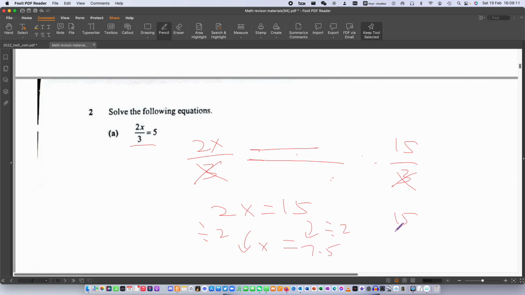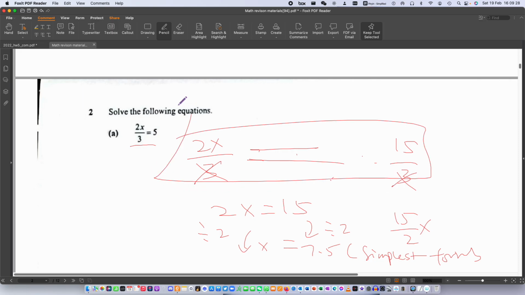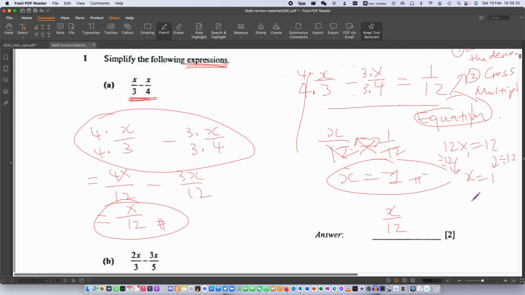You are not going to write this, why? Why is this wrong? That one is improper. Not only improper, by the way, you need to show it in the simplest form, right? Are you clear? So I make use of the delete-the-denominator technique for an equation. Or you can use the other technique, which is cross multiply, right? So one of the two you can use.